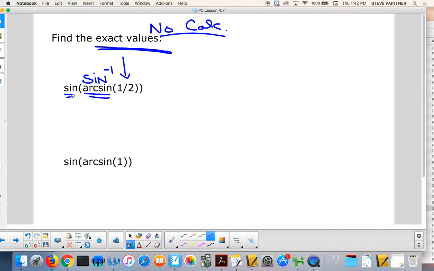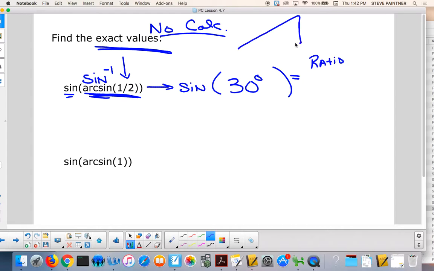I feel like we just did it, didn't we? What is inverse sine of 1/2? You guys, you just did this on the previous slide. What is inverse sine of 1/2? 30 degrees. Oh, okay. What is now, I'm asking you, sine of this angle? Sine of an angle is going to give you a ratio, right? Well, 30 degrees looks like this. 30 degrees. 1 over 2 and square root of 3.